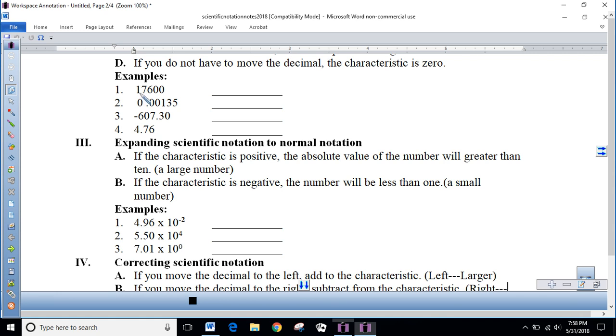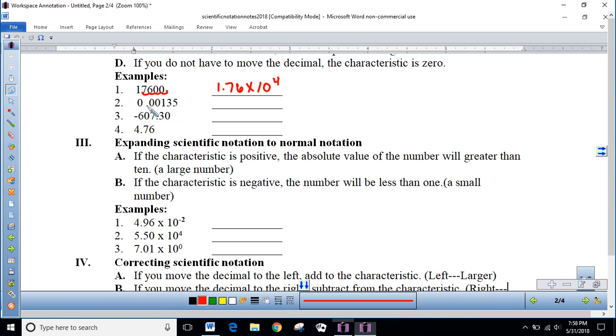So right now we have a quite large number, 17,600, and we have a decimal, but it is not visible. It is here on the end, and to put it in scientific notation, you need to move it so that we get a 1 to 9 number to the left. So we're going to go 1, 2, 3, 4 spots, and you're going to get 1.76 times 10 to the, and this was a much larger than 10 number, so it will be a positive 4. That seems to be what students have the hardest time with, positive or negative value.